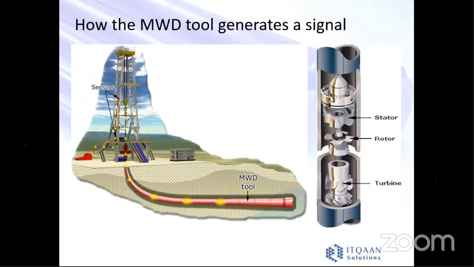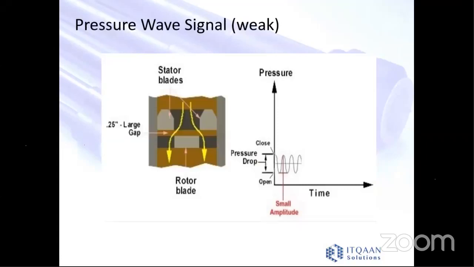How does the MWD tool generate the signal? We have this picture showing our MWD. It combines a stator plate and a rotor plate. And how is the pressure wave signal generated? If you look here at the rotor, when we start pumping, the rotor starts moving. Sometimes it's in a closed position, and sometimes it goes to an open position. We have this graph representing it: when it's closed, the pressure shoots up, and when it's open, the pressure goes down. So this is our signal shape.